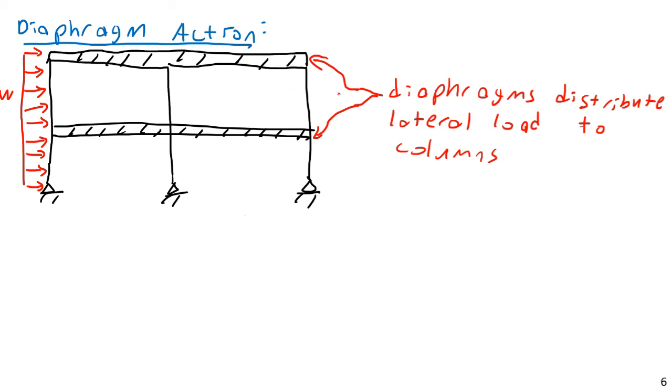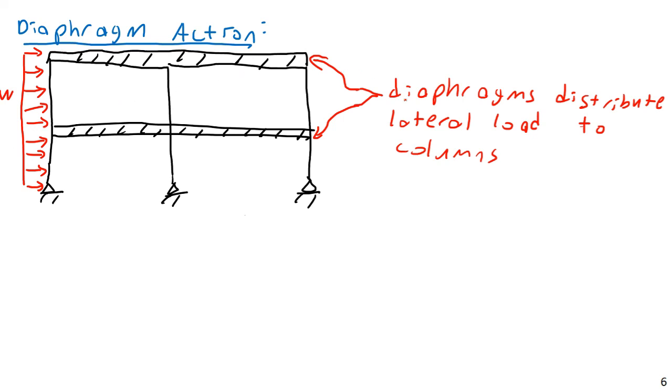And so when we say distribute load, if you imagine we had a very flexible diaphragm or no diaphragm at all, this poor column here would have to carry all of this lateral load. It would not be able to distribute it to the frame as a whole, so this column would need to be very beefy. But by having a very rigid diaphragm, you're able to distribute your load across your columns.